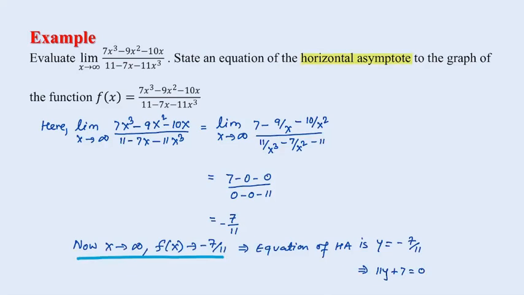Always remember, to find the equation of the horizontal asymptote, there must be a confirming statement like this one. When x approaches infinity, the function should go to a finite value. Then only we can say that the value which is here, when you equate to y, that will be the equation of horizontal asymptote. Let's look at next example where we'll also find the equation of horizontal asymptote one more time.